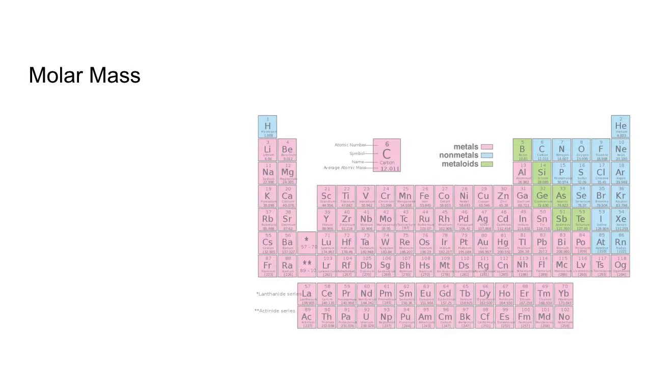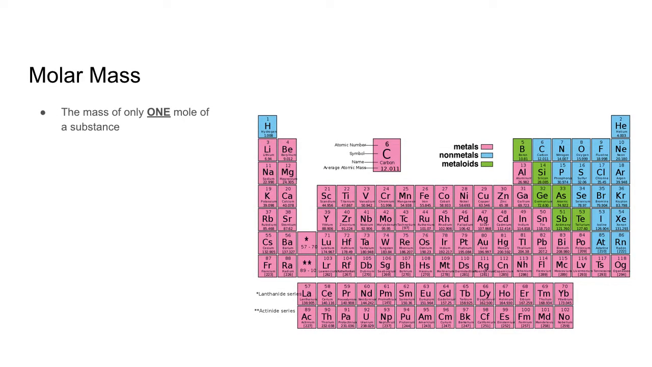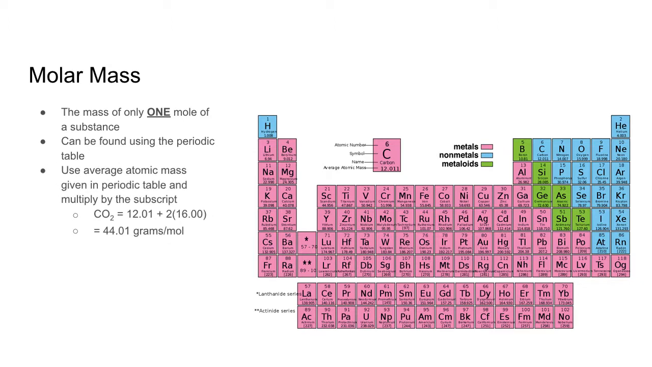The molar mass is the mass of only a single mole of a substance. By using the periodic table, we can find the molar mass of an atom, compound, or a polyatomic ion. By using the average atomic mass given within the periodic table, you can multiply that number by the subscript of the element and add it with any other elements within the compound or polyatomic ion.